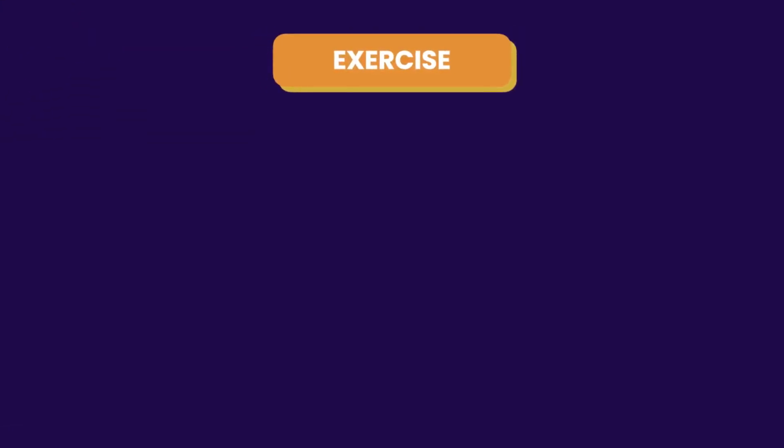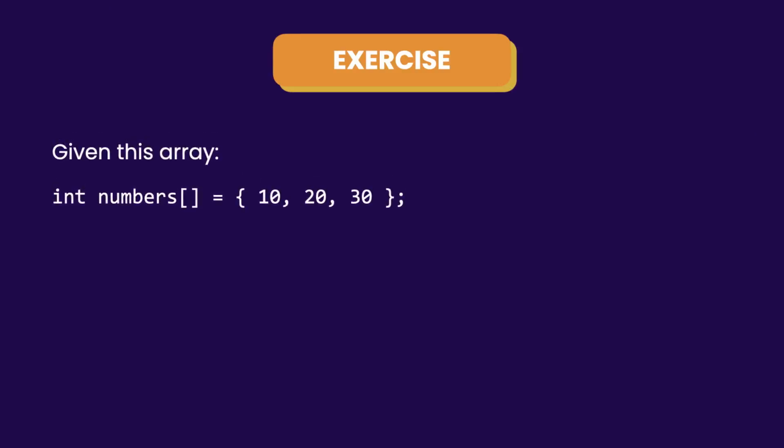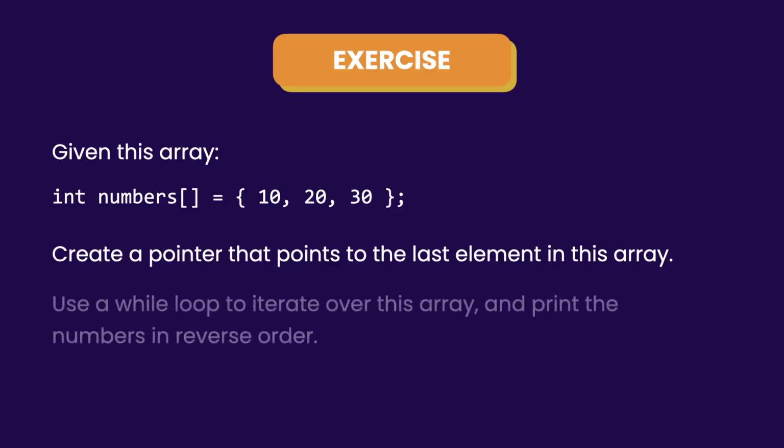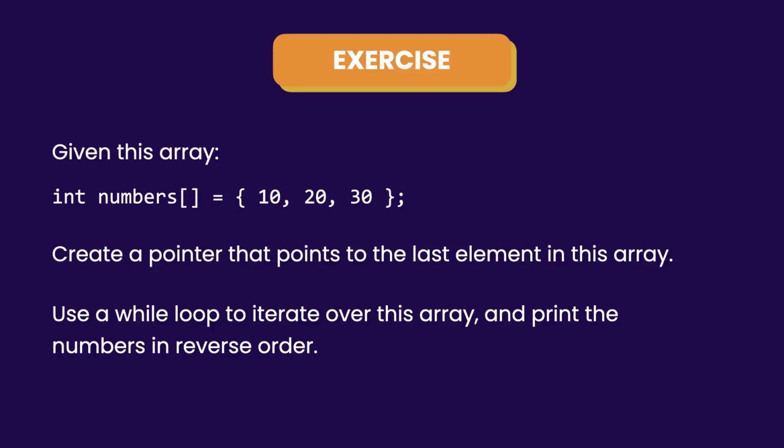Now here's a little exercise for you. Assuming that we have an array of integers, create a pointer that points to the last element in this array. Then using a while loop, iterate over this array and print each number in reverse order. So we should see 30, 20, and 10. Spend a couple minutes on this, then come back and see my solution.